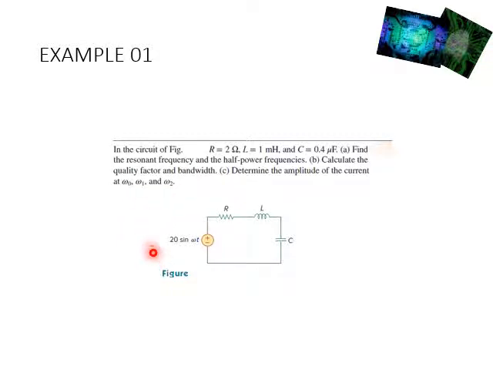Okay, given this is the circuit: a simple series RLC circuit with a 20 sin omega t power supply. Solution.